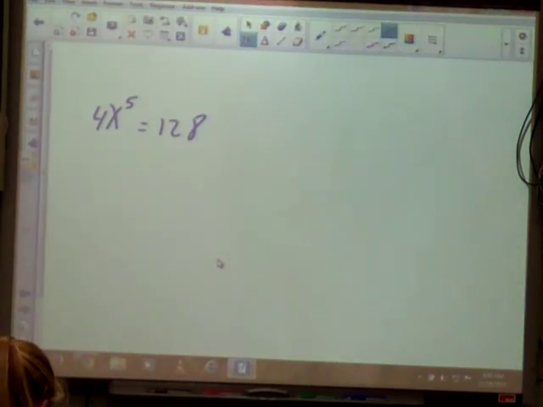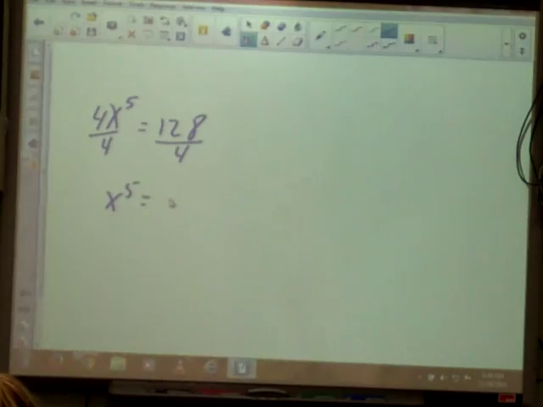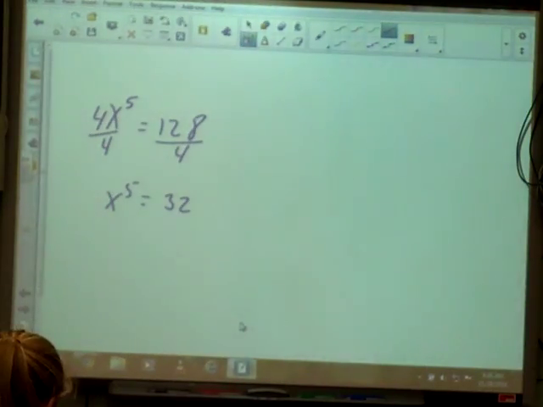Alright, good. We've actually done a little bit of this before. My x is being multiplied by 4, so I'm going to undo that. I'm just going to divide by 4. So divide both sides by 4. So x to the 5th would equal 32. Is that right? 12 over 4 is 3, 8 over 4 is 2. Okay, good. Y'all ought to have that one in your brain like Mason does by now.